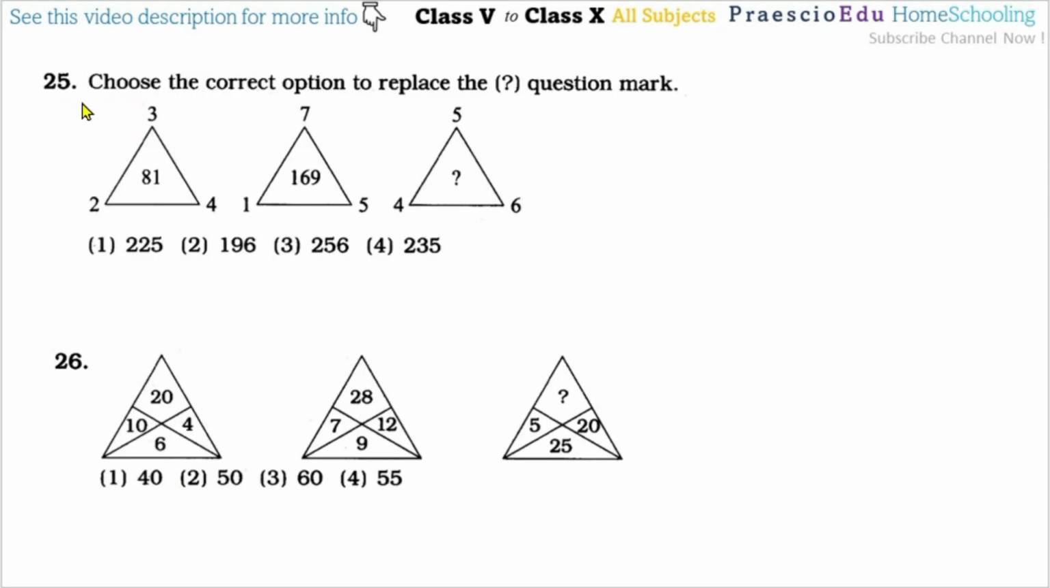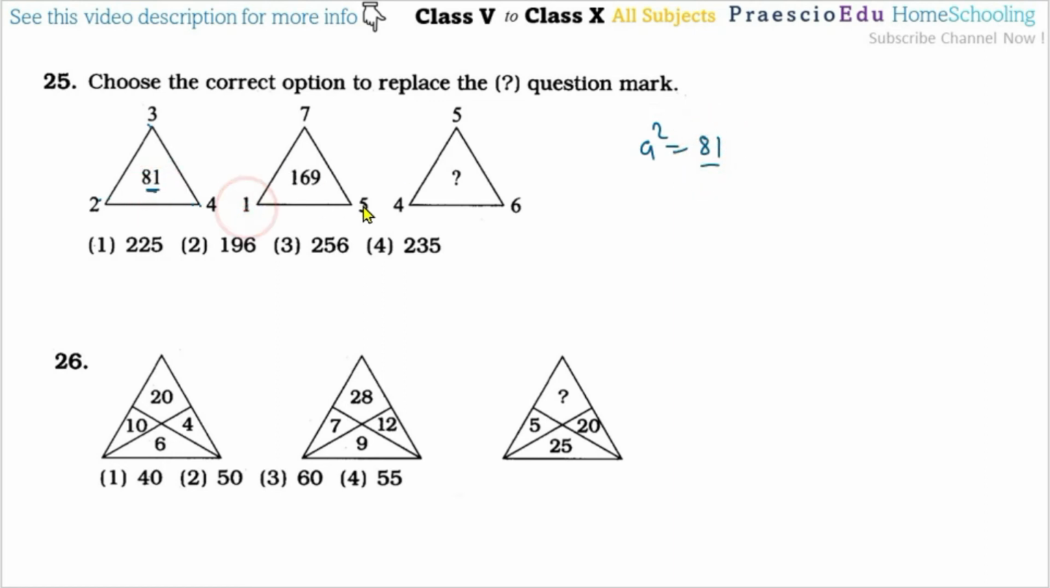So question number 25, choose the correct option to replace the question mark. There is a triangle and all the vertices have some numbers. If you make the additions of this one, 2 plus 3 is 5, 5 plus this 4 is 9. So 9 square is 81, and 81 is present inside the triangle.